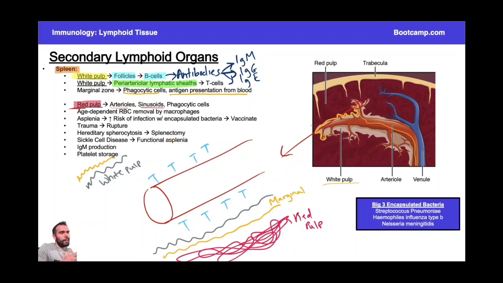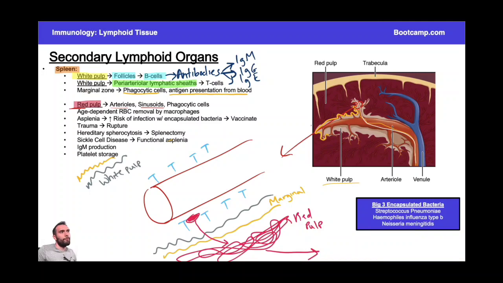Now, the reason I think about it like that is because the red blood cells that come out through here, they're going to have to traverse that red pulp and the sinusoids that go along with it. And they're going to have to come out of the other side. So take a look at this, right? If you were a red blood cell and you came in through this arteriole, you're going to have to traverse the white pulp, traverse the marginal zone, and get into this red pulp.